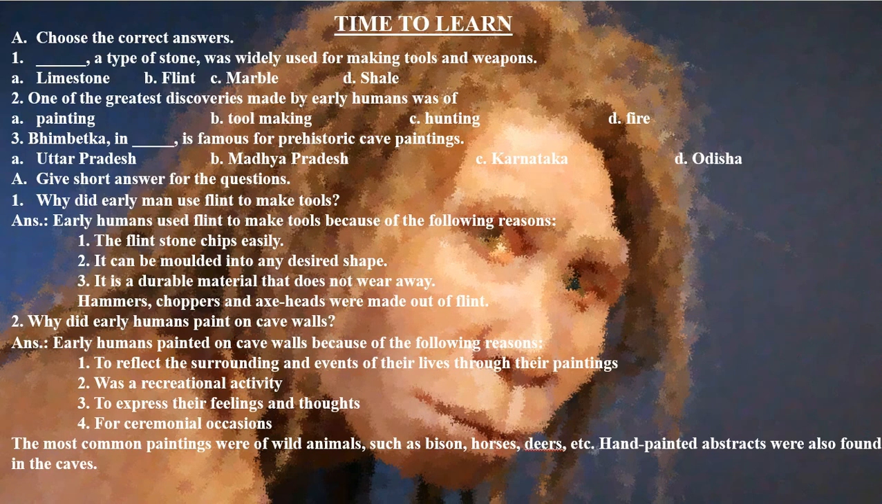Short answer questions related to the chapter, whatever topics we discussed. Why did early men use flint to make tools? We already discussed that the flint tool chips easily. Chips means breaks. Do not get confused with the word chips, here it is used as a verb. So the flint stone chips easily, means breaks easily, and it can be molded into any desired shape. And it is a durable material that does not wear away. Hammers, choppers, and axe heads were made out of flint.